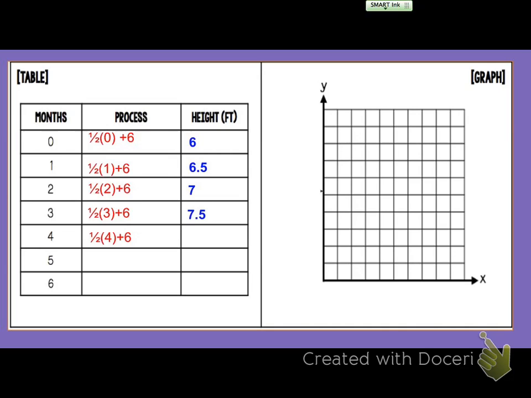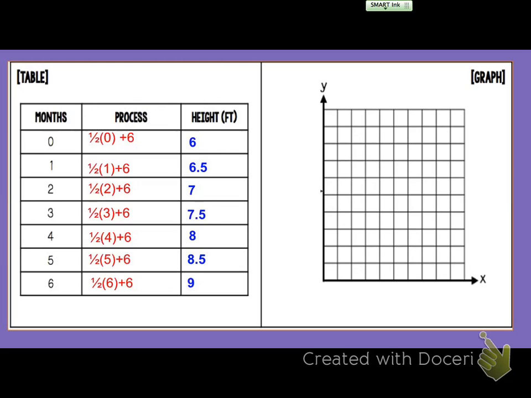1/2 times 4 for 4 months plus 6 gives us 8 feet. 1/2 times 5 for the 5th month plus 6 feet, which is what he was born at, gives us 8.5 feet tall. And then the 6th month, the giraffe is growing 1/2 foot per month times 6 plus the 6 feet that he already was. So at 6 months he's going to be 9 feet tall.